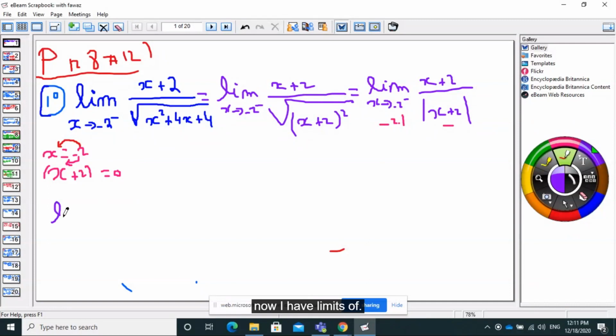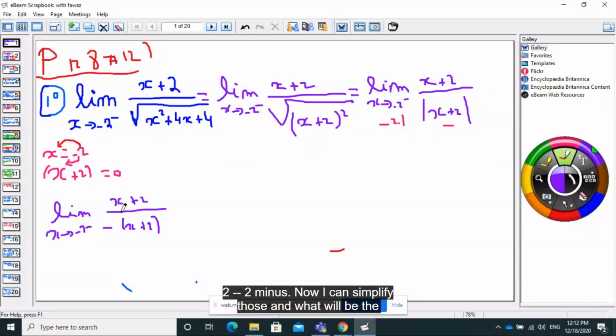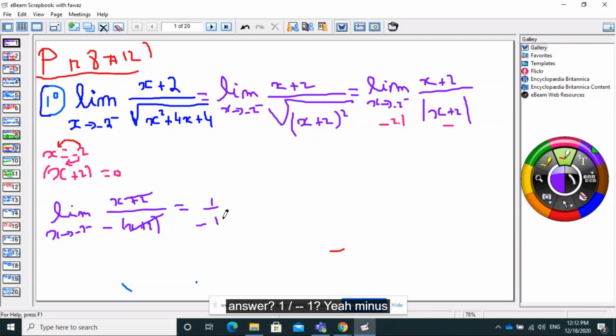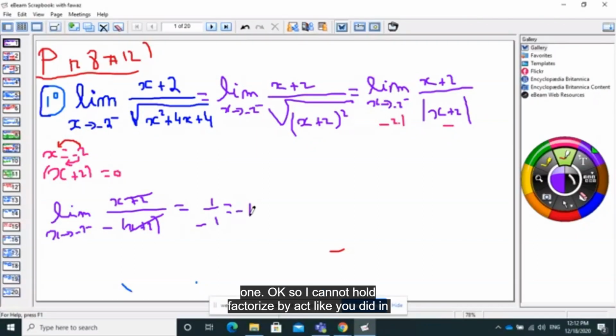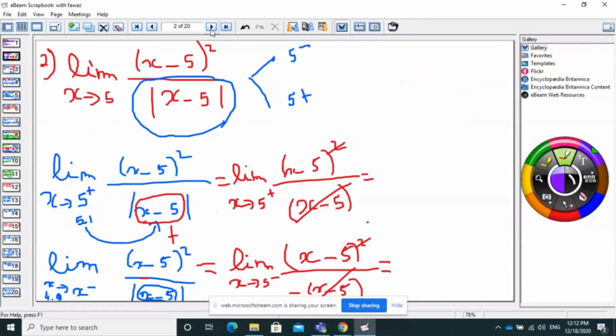Now I have limit of x plus 2 over minus x plus 2 when x tends to minus 2 minus. Now I can simplify those, and what will be the answer? 1 over minus 1, meaning minus 1. Okay, so I cannot just factorize by x like you did in the quiz. Here, the second one. Again, the same idea.